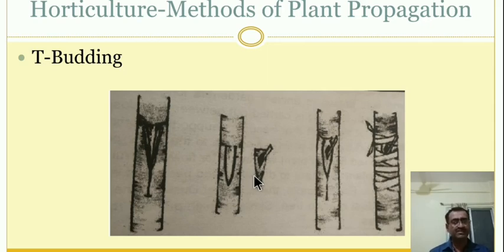After inserting the bud, grafting wax may be pasted and then grafting tape or a thread can be tied here, and after a few days these buds produce new branches or new leaves. In this way, this is the T budding. This is the first type of budding, and that is nothing but the T budding.